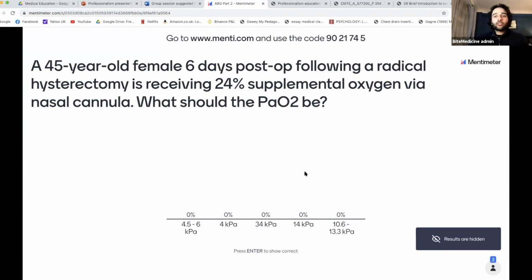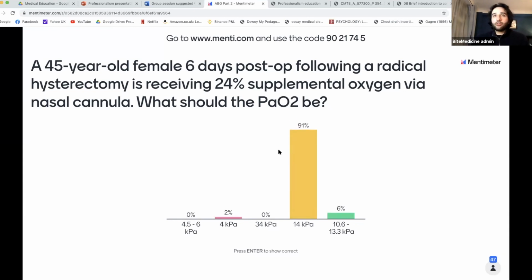And just to make sure that you have all fully understood this concept, what should the PaO2 be? And if you're wondering about how oxygen liters and percentages work as well, don't worry, we'll touch on that in the next few slides. So if you head over to menti.com, I'll let a bunch of you answer this and then we'll make sure that everyone's on the same page. Type in the code at the top there, and you'll be able to take part in the quiz.